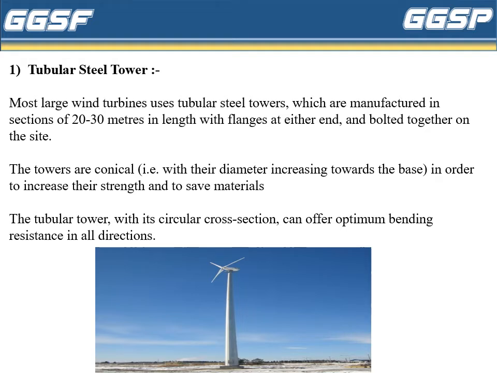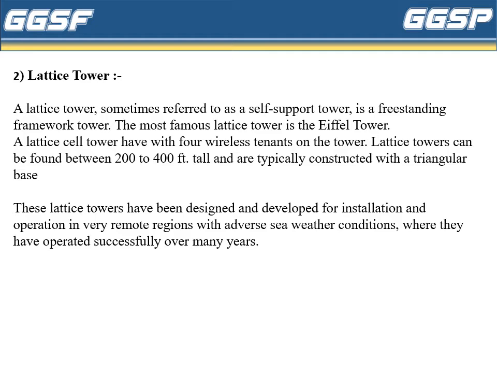Next slide, the second type of wind tower is the lattice tower. A lattice tower is sometimes referred to as a self-support tower. It is a freestanding framework tower, and we all know that the most famous lattice tower is the Eiffel Tower, which is in Paris. A lattice cell tower has 4 wireless stands on the tower. Lattice towers can be found between 200 to 400 feet tall and are typically constructed with a triangular base. These lattice towers have been designed and developed for installation and operation in very remote regions with adverse weather conditions, where they have operated successfully over many years.